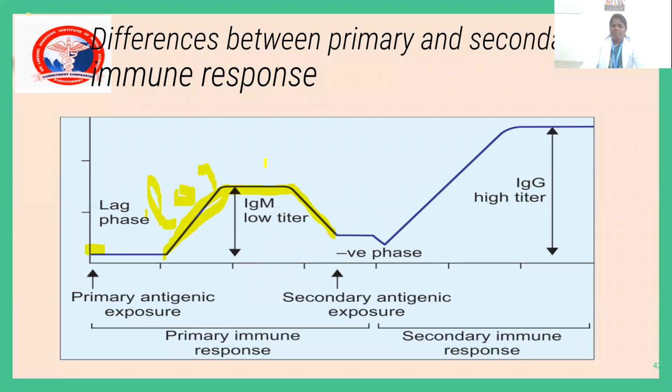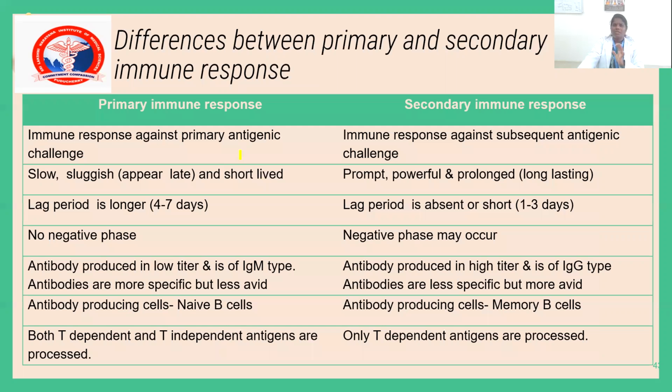Meanwhile, the memory cells that are present get activated, so the antibody titer goes up. This time there is an increased level of IgG. Here, the first time it is exposed, IgM is raised. But here there is a chance of activation by the memory cells. So it has some memory, and straight away it produces the IgG antibody. This is called a secondary immune response. So this is the difference between the primary and secondary.